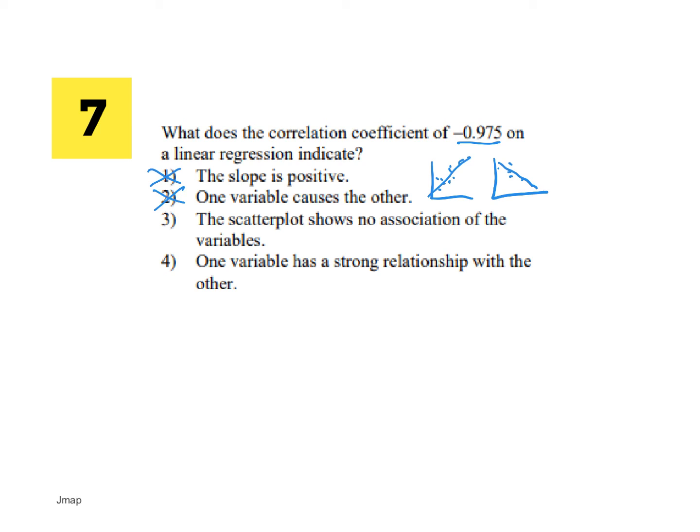The scatter plot shows no association of the variables. It shows a very high association of the variables, because no association would be scattered all over the place, and it would be a correlation coefficient like around 0.5 or something. So this would not be the case. One variable has a strong relationship with the other. That would be what it shows.